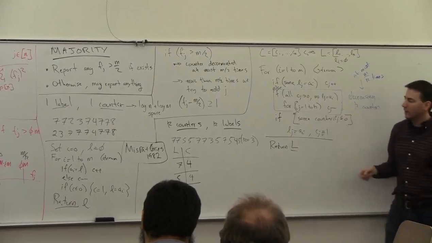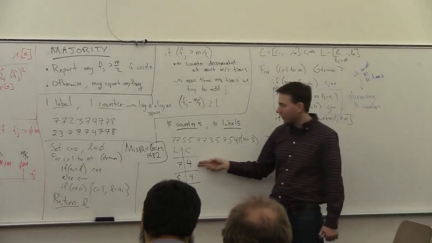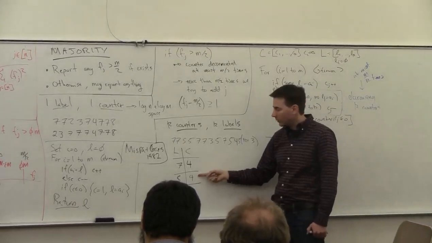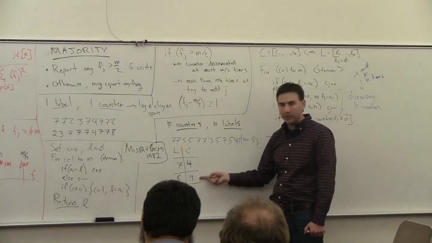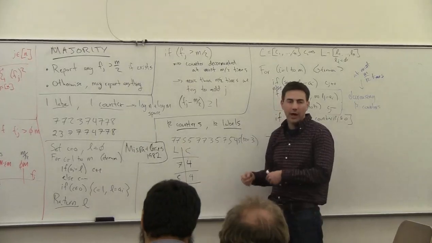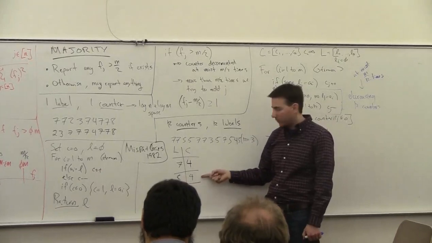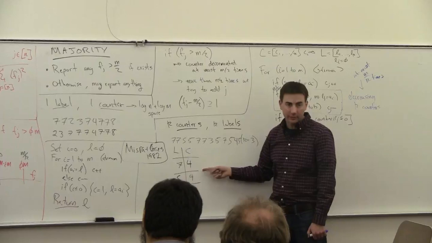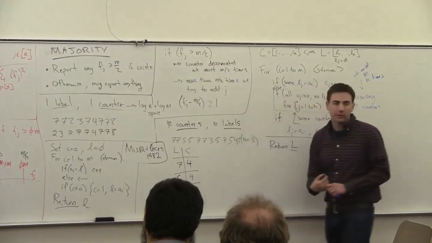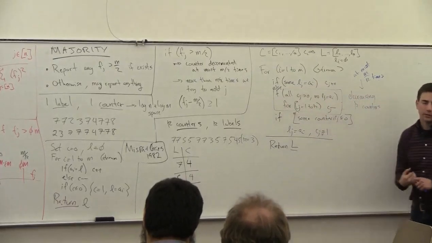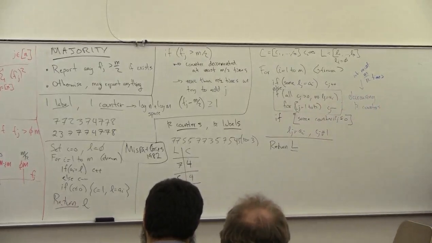Right? So if I have 7 as a big number and then I keep seeing random noise, those random noise things need to fill up both of these before I decrement. Gotcha. So I'll see three random noise items before I decrement 7 once. So you're always guaranteed to have at least the label with the highest count at any given time.